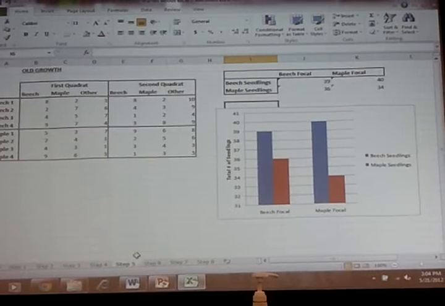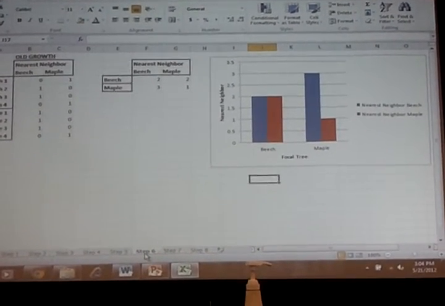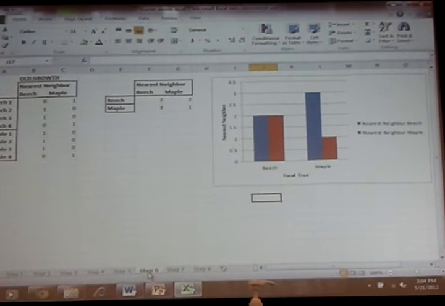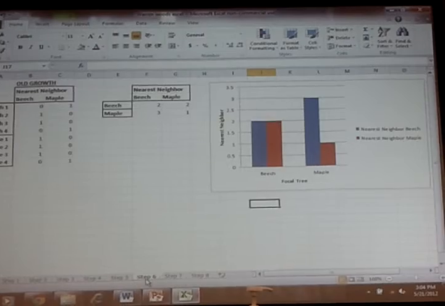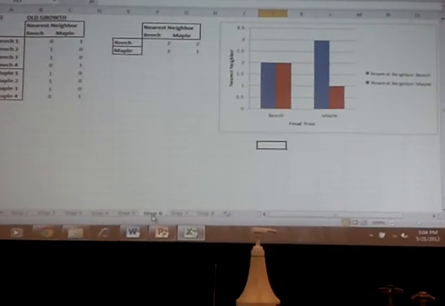All right, so we're moving on to step 6. We're almost done. Okay, so now we're moving on to step 6.